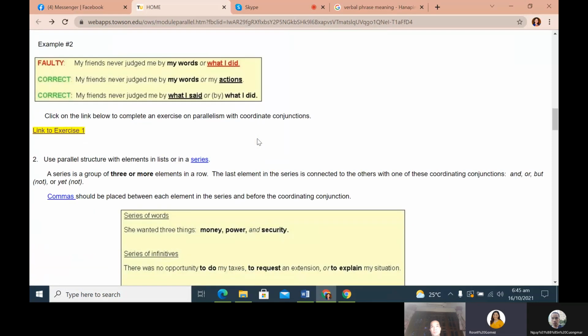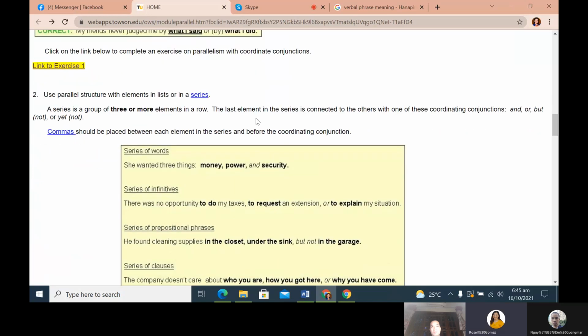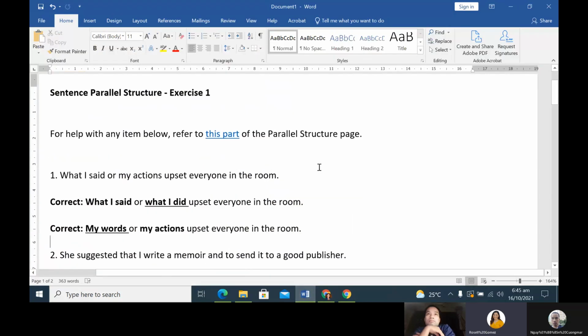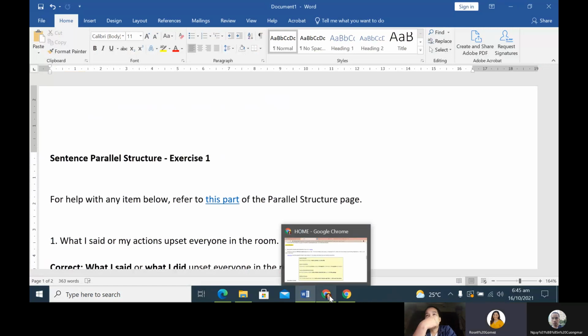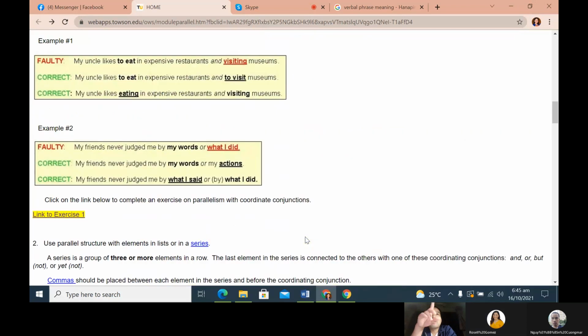Now let's look, I will show you more examples of parallelism in the sentence. Can you see? Yes. Can you open back the sample we talked about? Yeah, this one.